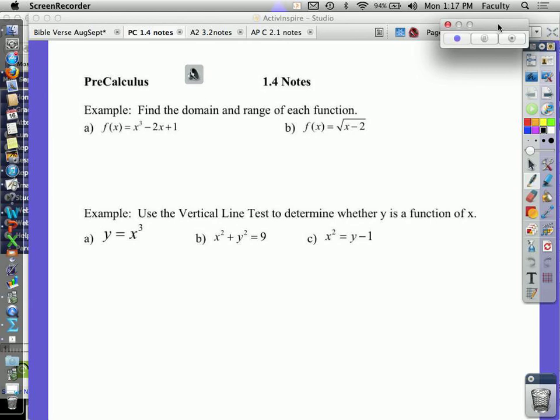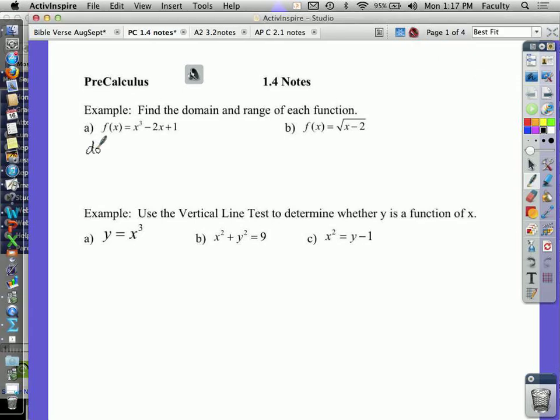Here we go. All right, so the domain of all polynomial functions is the set of real numbers. Okay, so our domain of x cubed minus 2x plus 1 will be all real numbers. Now, if you think about, for example, x squared, a parabola, that's a polynomial function.